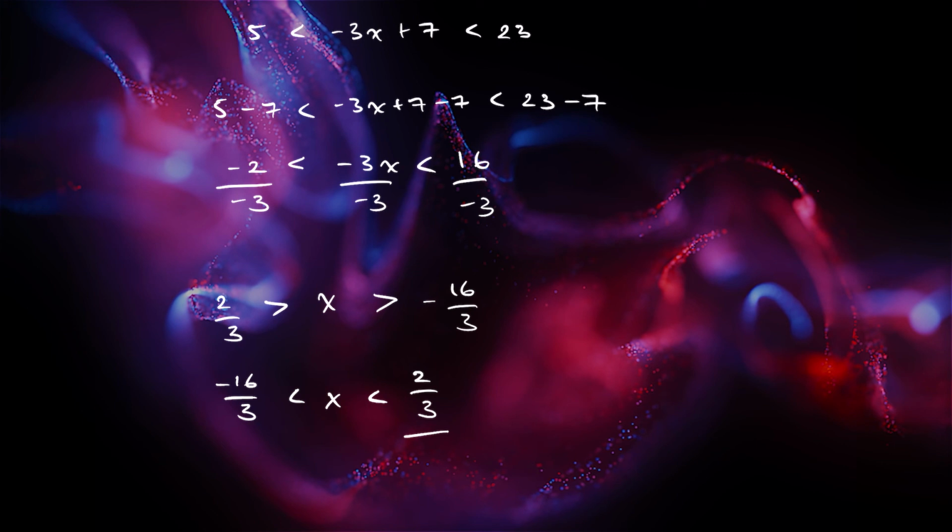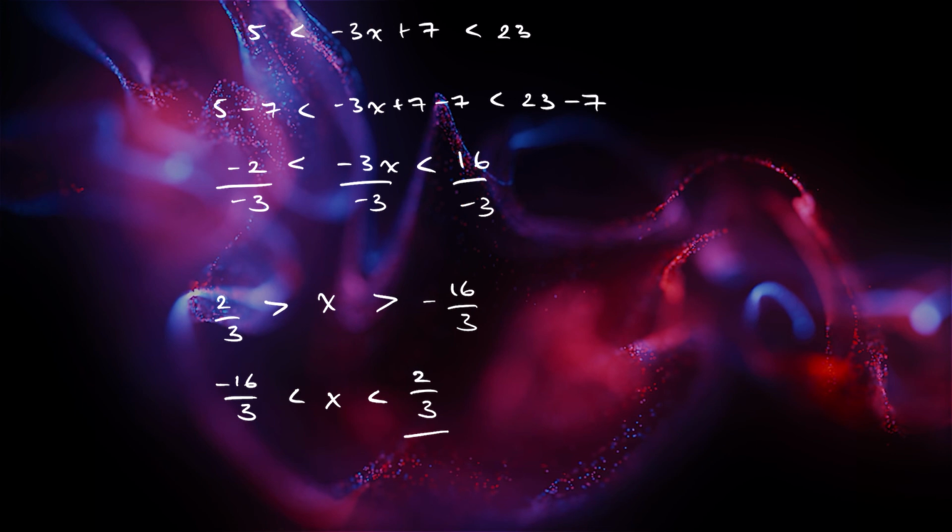So a little bit tricky there. We just have to keep an eye out on if we are dividing or multiplying by a negative number, then we need to make sure we're flipping our inequality signs.